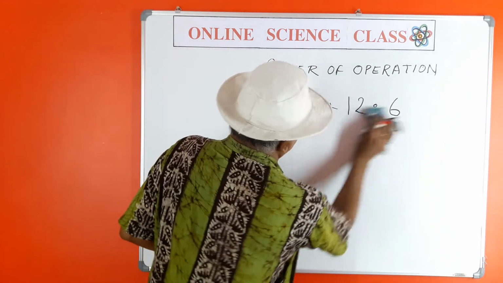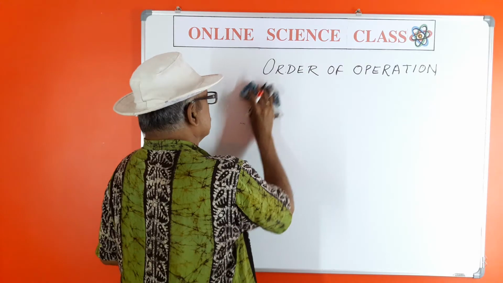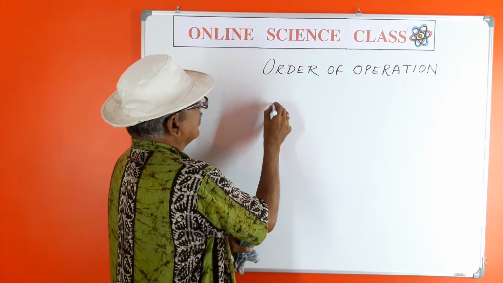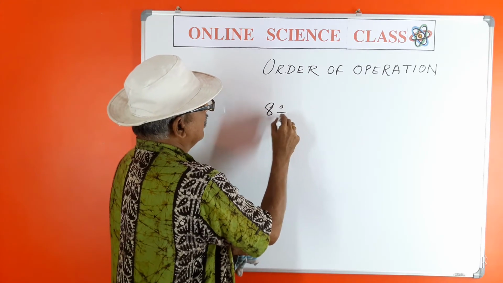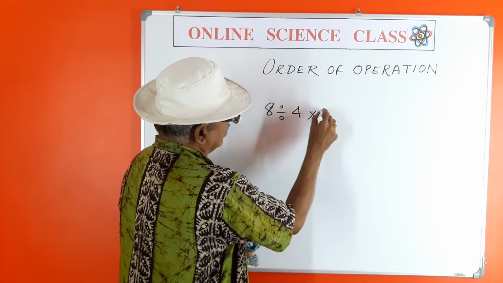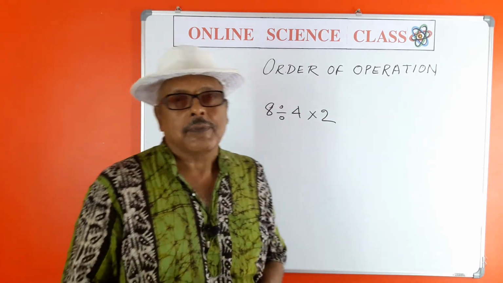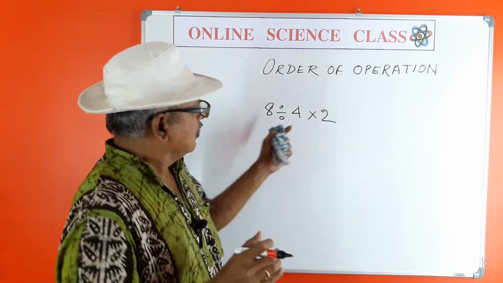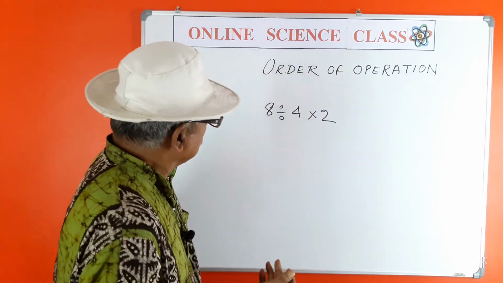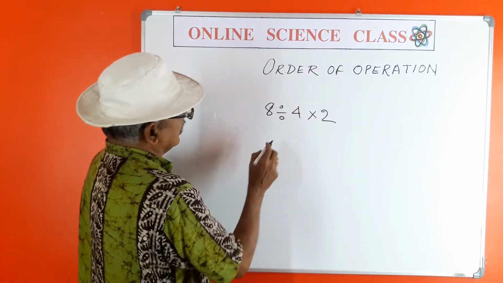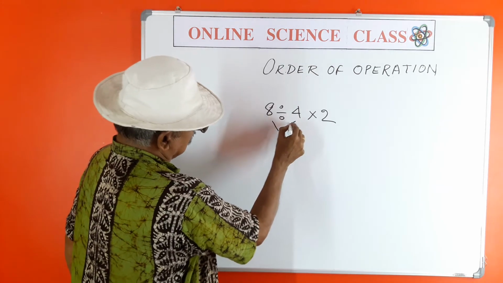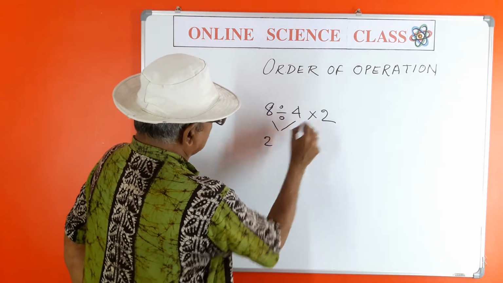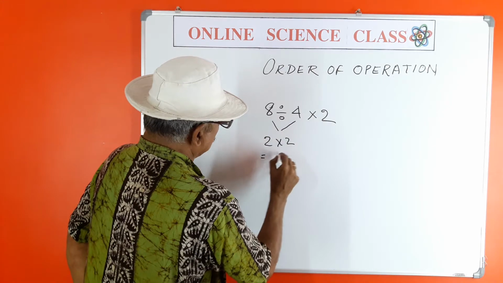But sometimes this may not be simple. Okay, say 8 divided by 4 multiplied by 2. What should be the steps? What should be the procedures? Which operation we will do first and which one next? Some people say first we will do this division. Then what is coming? 8 divided by 4, that is 2, multiplied by 2 equals 4.